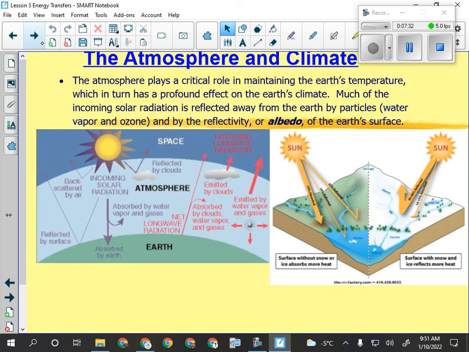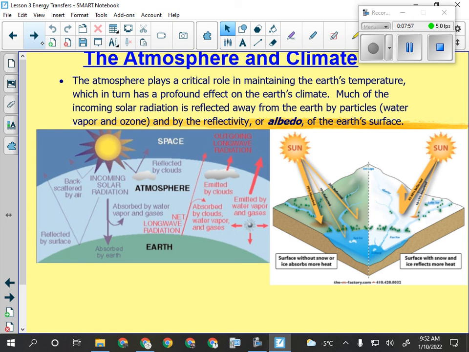Okay, so the atmosphere, like we said, plays a critical role in maintaining the Earth's temperature, which has a profound effect on Earth's climate. And much of our incoming solar radiation is reflected away from the Earth by particles in the atmosphere. So, believe it or not, even though it seems like a lot of the sun's energy reaches the Earth's surface, actually a lot of it gets reflected away. Okay, especially the non-visible parts.